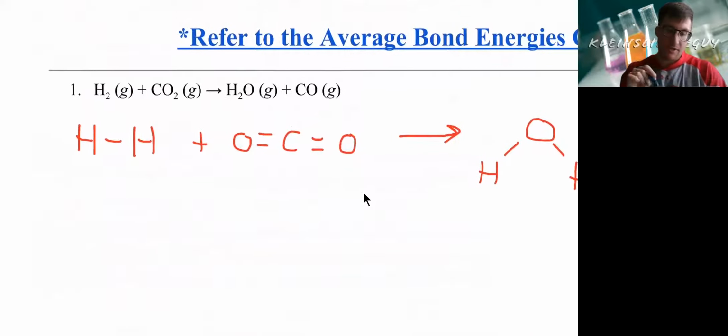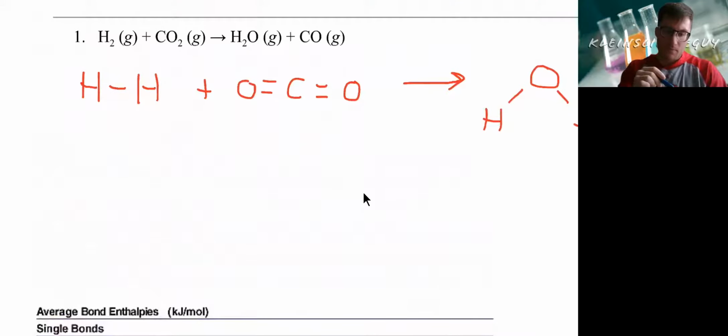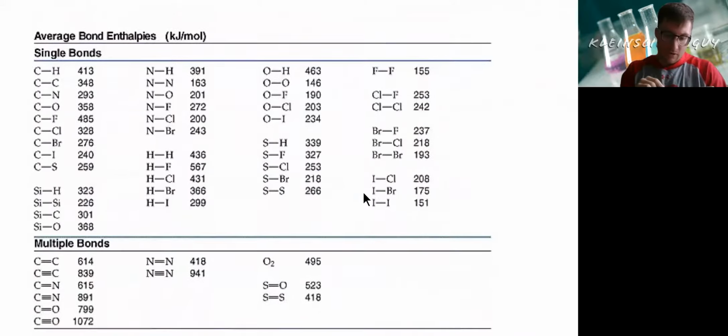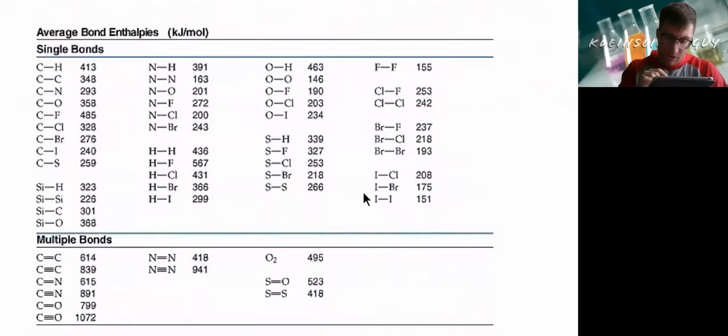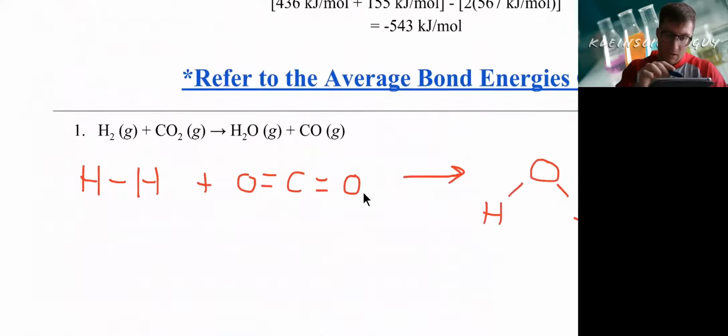So when we go through and look at these different things that we drew, we want to see how much energy it takes for each bond. I'm going to scroll down and look for hydrogen to hydrogen. Looks like hydrogen to hydrogen is right here. It requires 436 kilojoules of energy. Now that's in our reactant, so I'm going to put this in square brackets, and we're going to add that to how much energy we have in the bonds in CO2.